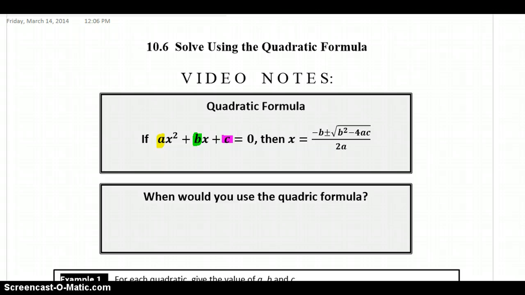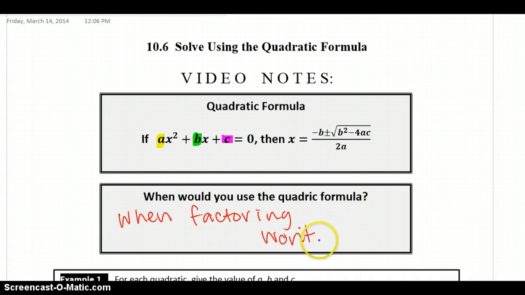So the best time to use this is when factoring doesn't work. You can use factoring, but if factoring won't work, you can always use this formula as a backup. It will always give you the solutions, unless you do the math wrong. But there's times when you can't factor this to find the solutions, right? But there could still be solutions to it. We don't know that there's not. So we can use this formula to find the solutions.